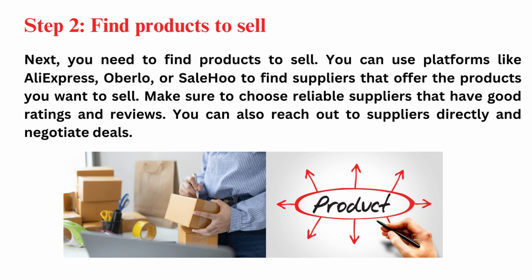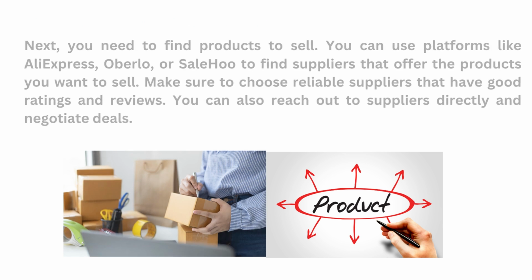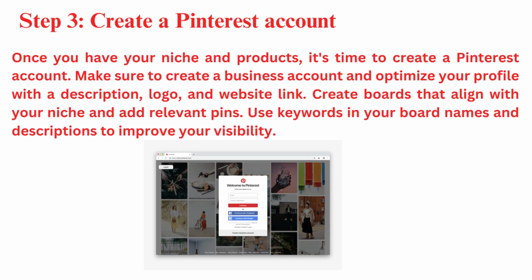Step 3. Create a Pinterest account. Once you have your niche and products, it's time to create a Pinterest account. Make sure to create a business account and optimize your profile with a description, logo, and website link. Create boards that align with your niche and add relevant pins. Use keywords in your board names and descriptions to improve your visibility.